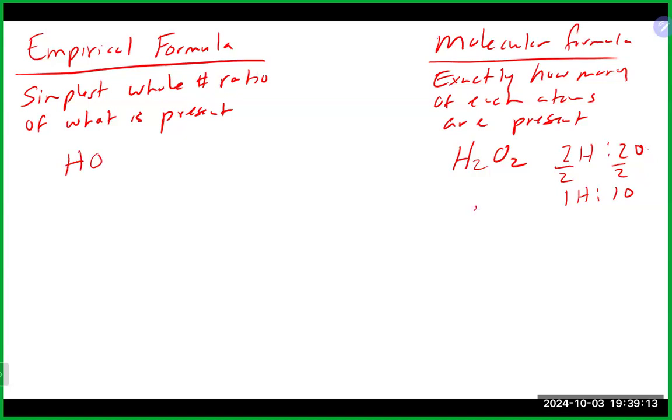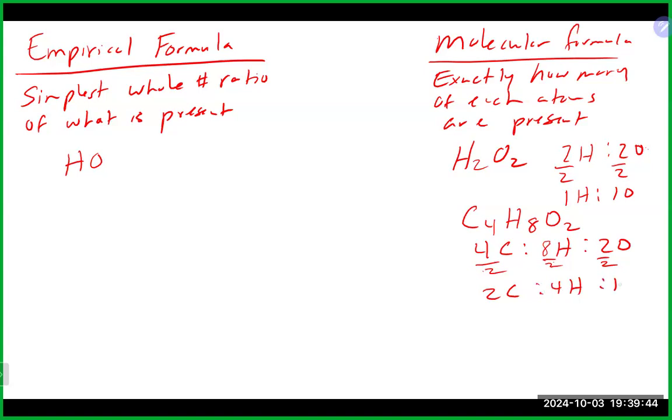If I had C4H8O2 as my molecular formula, that is a ratio of 4 carbons to 8 hydrogens to 2 oxygens. That also could be reduced down by 2. If we reduce everybody down by 2, that would give us 2 carbons to 4 hydrogens to 1 oxygen. That would be our empirical formula for that one. It would be C2H4O.